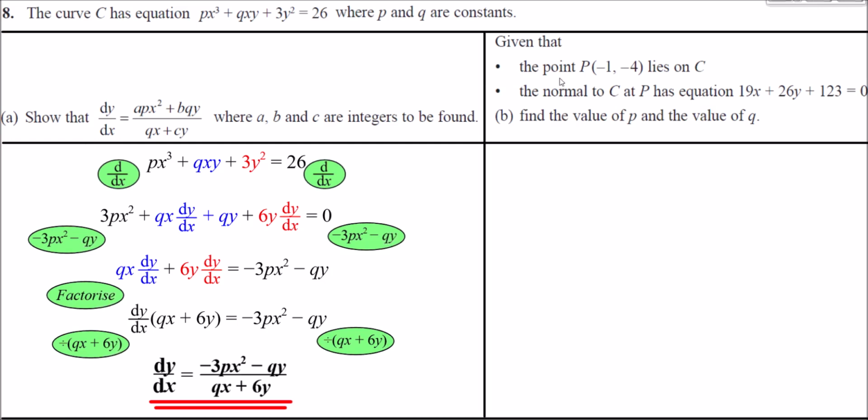Part B, now going to be using part A to do this part B. So we're told now the point capital P, where x is minus 1 and y is minus 4, lies on C. And the normal to C at P has equation 19x plus 26y plus 123 equals 0. Find the value of p and the value of q. So it's one question, but we need to find two things.